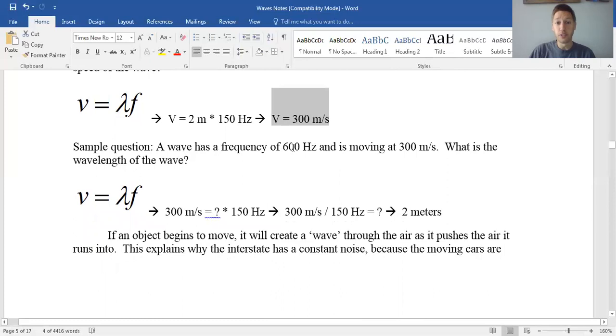A wave has a frequency of 150 hertz, moving at 300 meters per second. What is the wavelength? So now we're looking for the wavelength. We're going to have to rearrange for lambda here. To do that, we're going to take the velocity divided by the frequency. We're going to take this frequency, bring it down over here, velocity divided by frequency. So 300 equals question mark times 150, 300 divided by 150, that'd be about 2 meters long.